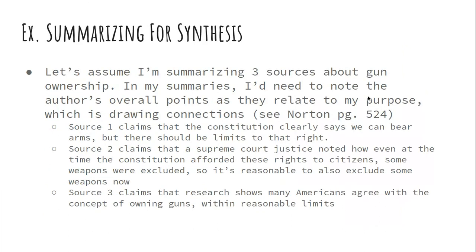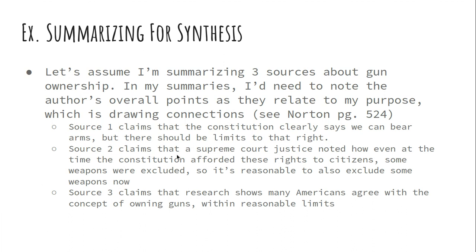So, an example, let's assume that I'm summarizing 3 sources about gun ownership. In my summaries, I need to note the author's overall points as they relate to my purpose, which is how I'm going to draw those connections, right? So I'll say that source 1 claims that the Constitution clearly says we can bear arms, but there should be limits to that right. So this is what the author says, but it also is discussing that limit on gun ownership, right? So my summary is still purposeful.